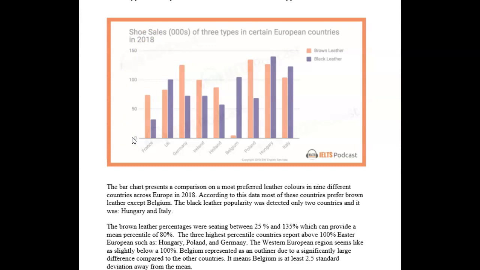three countries showed black leather shoe sales of over 100,000. Specifically, they were Belgium, Italy, and Hungary, with Hungary having the highest shoe sales of all types of the 9 countries. It recorded 140,000 black leather shoe sales. The lowest number of black leather shoe sales were found in France at approximately 35,000.